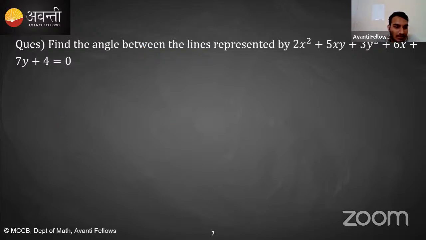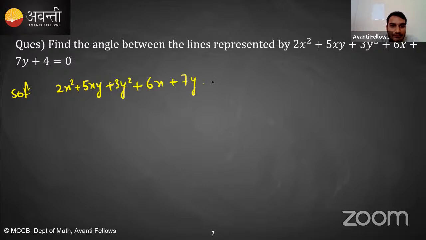Okay. So let me tell you then. This was an easy question, right? The general combined equation of the lines is given as 2x square plus 5xy plus 3y square plus 6x plus 7y plus 4 is equal to 0. Just now I said that whenever you need the angle between the lines, always focus on the homogeneous part. That's all. What is a? a is 2, the coefficient of x square. What is b? b is 3, the coefficient of y square. What is h? h is half of the coefficient of xy, which is 5 by 2.